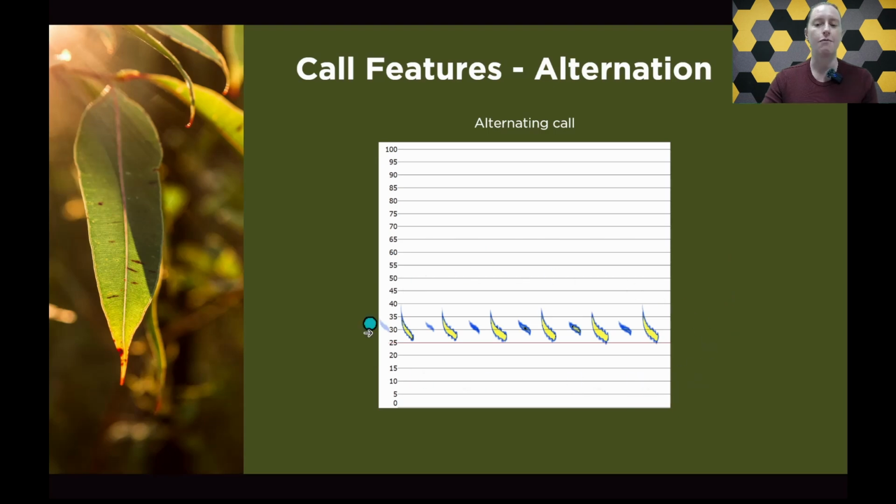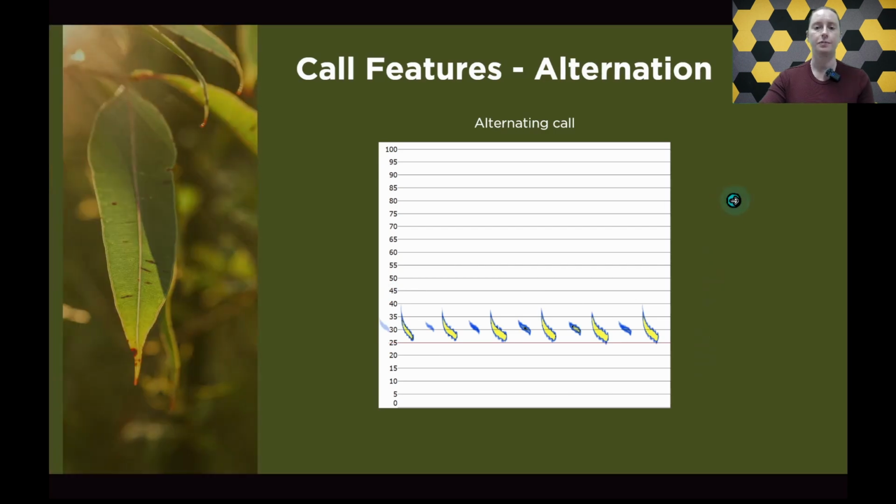This is obviously a very perfect example that I've selected out. It's not always as neat and as clear cut as this.